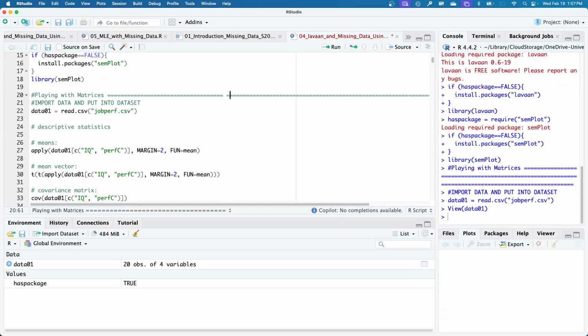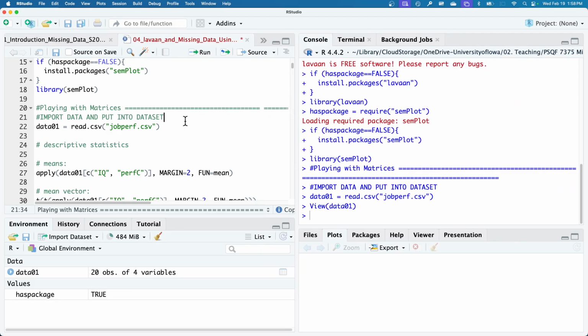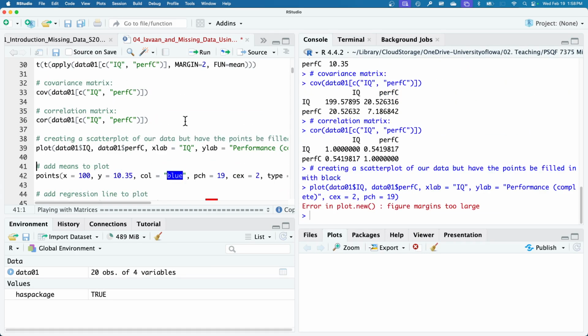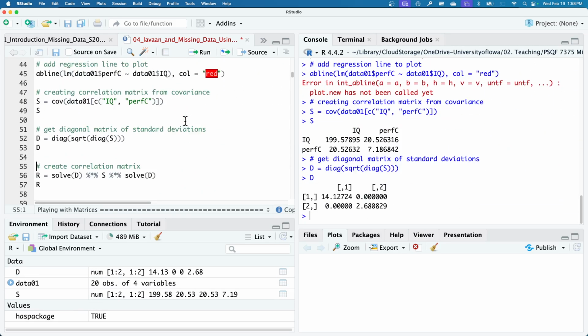Can you see my syntax? Is it big enough? Okay, cool. All right, I'll move this over here. Reading our data, got our means, covariance matrix, and so forth. Just keep going here.